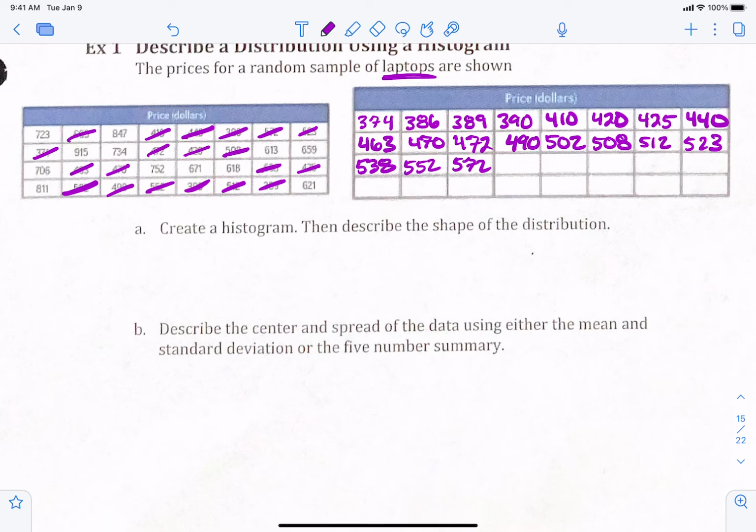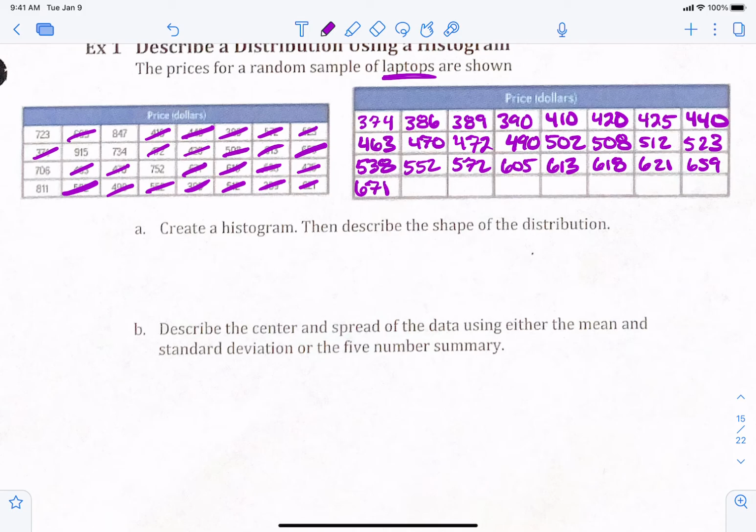605. 613. 618. 621. 659. 671. Is that all the 600s?